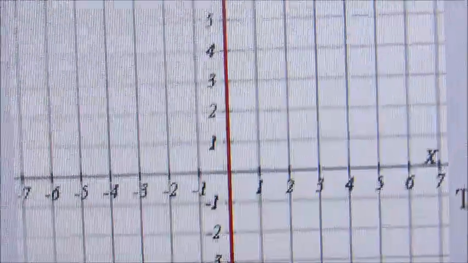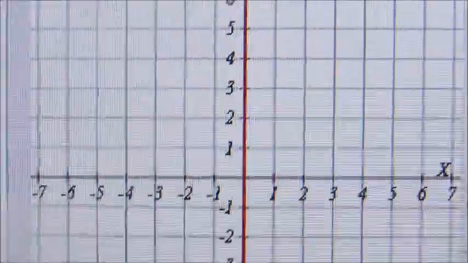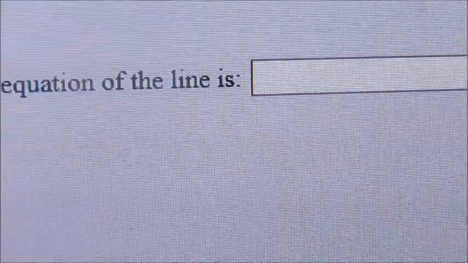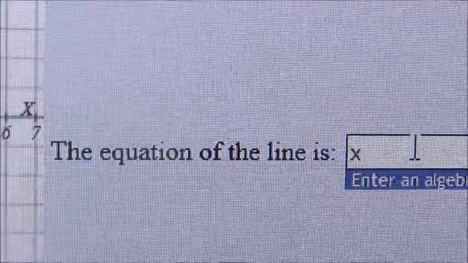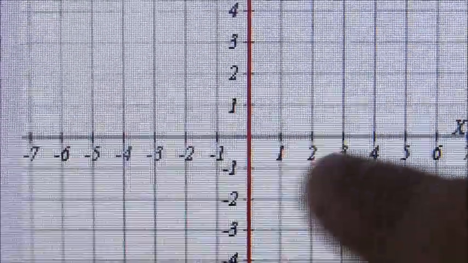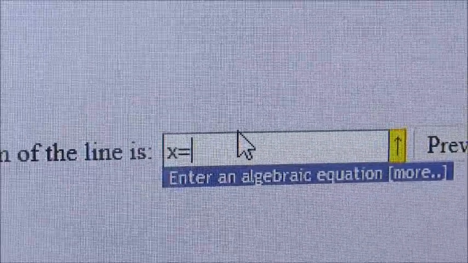Here, on this next one, we have a vertical line. So we don't have an x, or we don't have a y. It's just going to be x equals something. So I'm going to put x equals, and it's right on the y-axis, which is x equals 0. So I'm just going to put x equals 0.